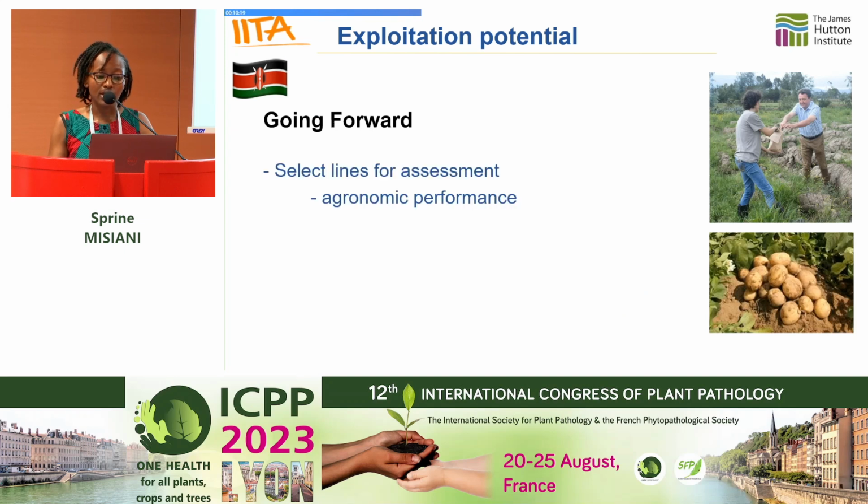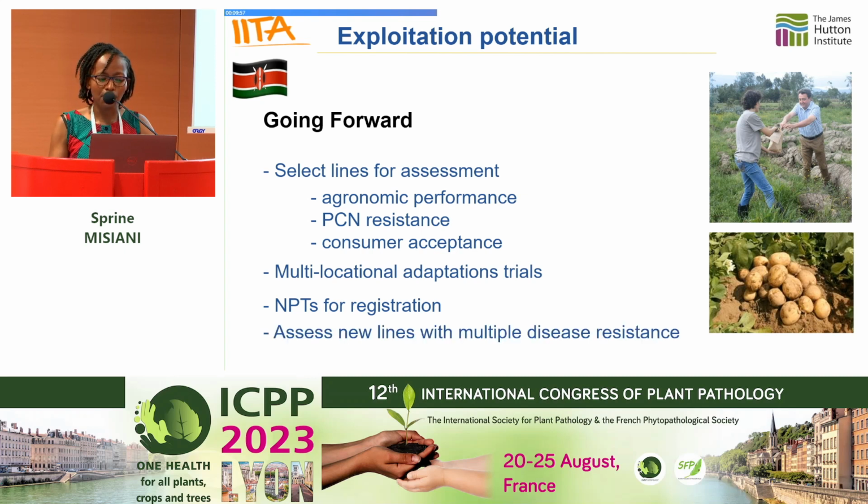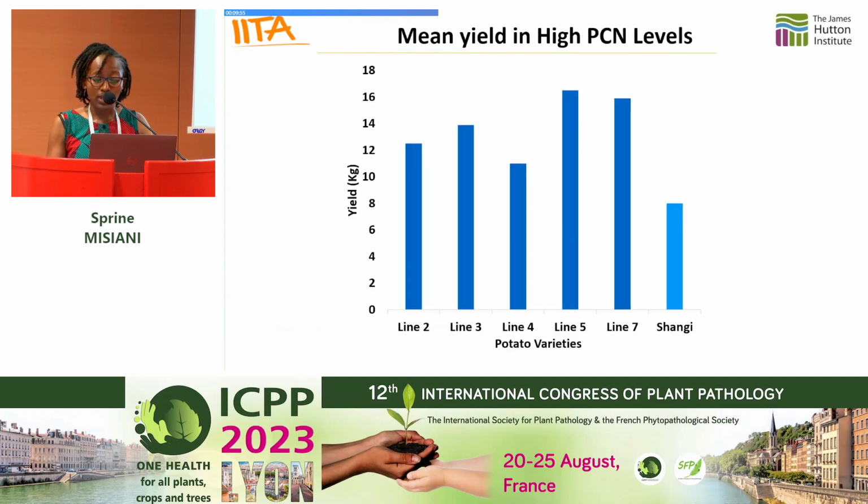So what we decided to do is take the different potato varieties, we're calling them lines, and have them in different trials, and we tried to assess them for PCN resistance, if they could be accepted by consumers, and how they'll perform generally while they are affected by different diseases. So we managed to get roughly 8 lines.